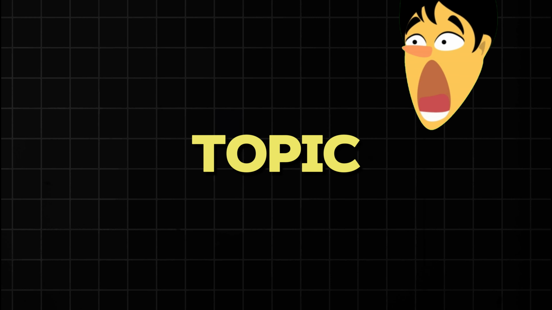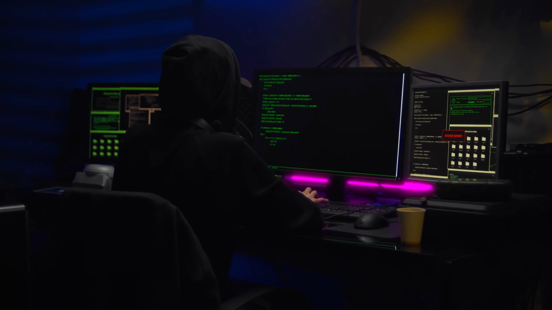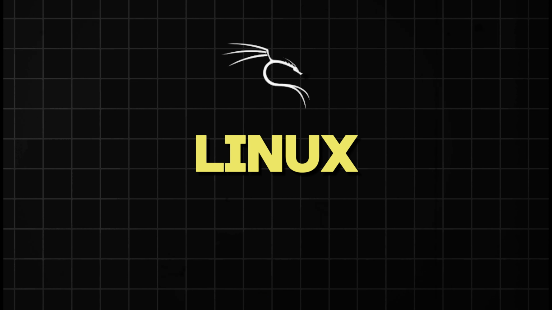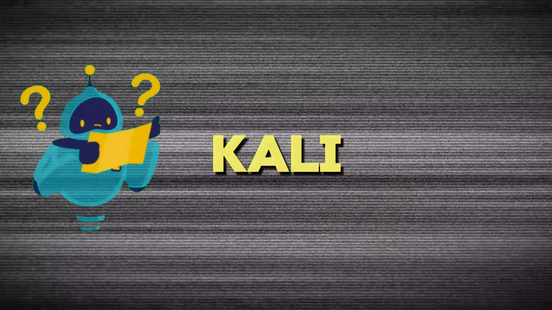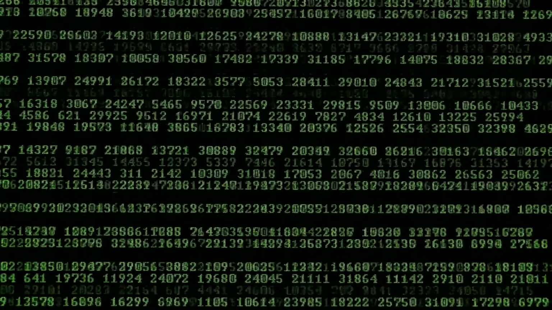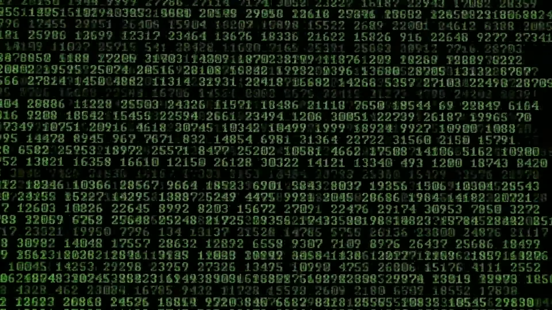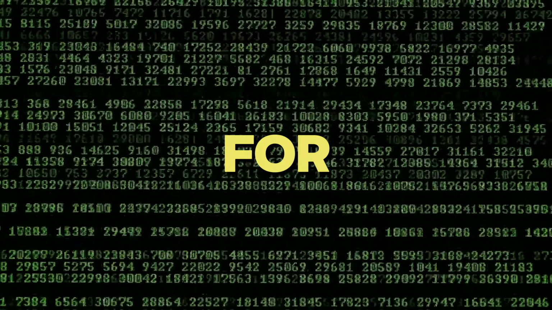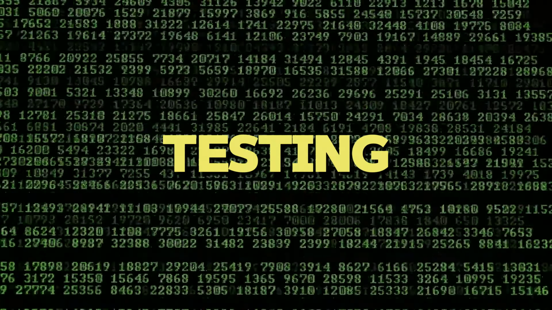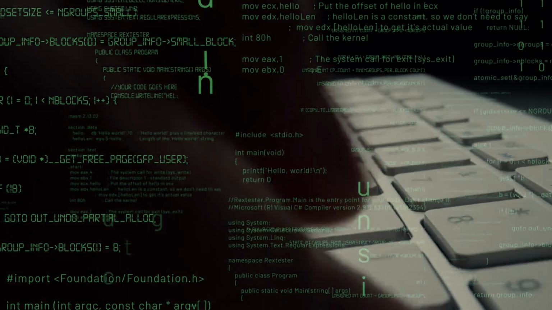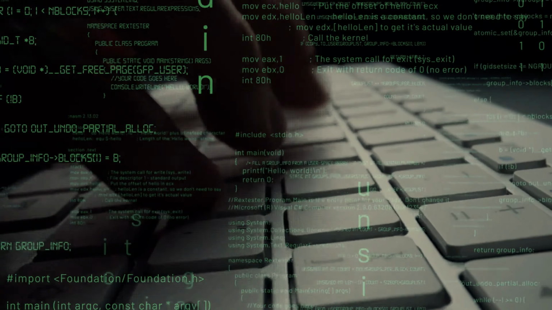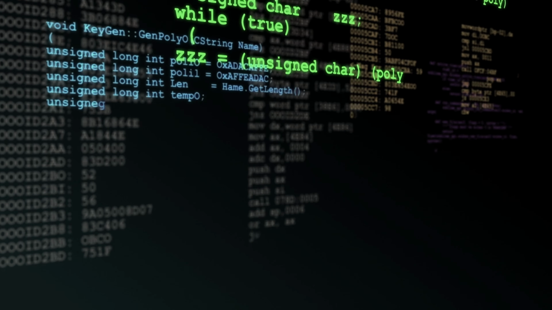Welcome, guys. Today we are going to learn about a very interesting topic, which is a special toolkit for cybersecurity professionals called Kali Linux. Before going into deep learning of it, first let me give you a brief introduction to what is Kali Linux. Kali Linux is a powerful and specialized operating system primarily used for ethical hacking, penetration testing, and cybersecurity. It's built on the Debian Linux distribution, which means it's part of a family of Linux systems known for their stability and flexibility.